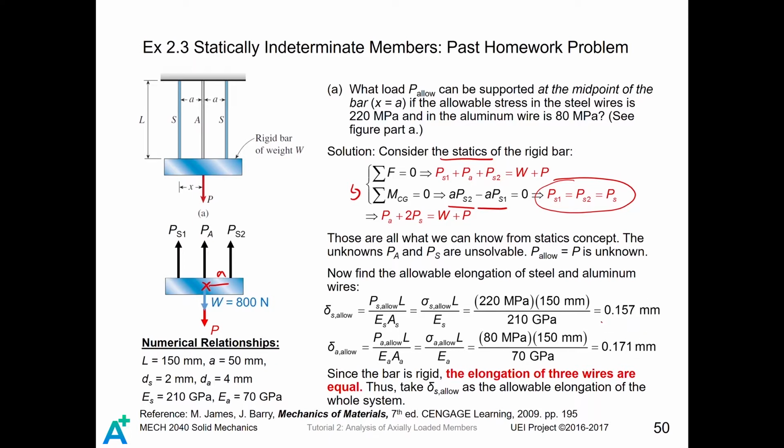Similarly, for aluminum wire, we try to compute its allowable elongation. The result is 0.171 millimeters. However, as I just mentioned, I don't want any of them to go beyond the allowable elongation. Therefore, we will take the elongation of the 3 wires to be the smaller value, which is 0.157 millimeters.